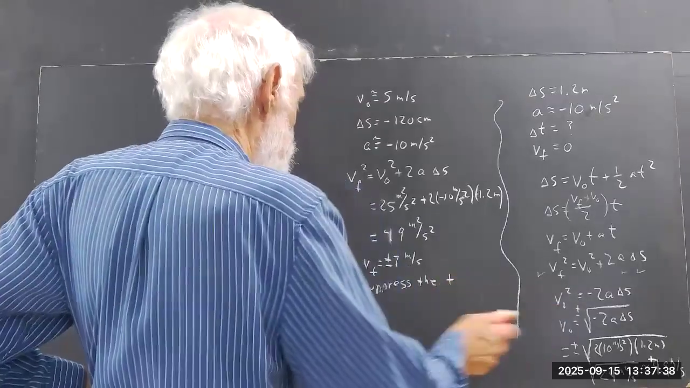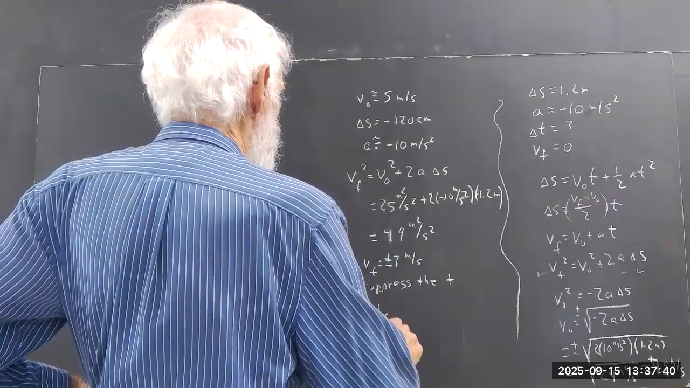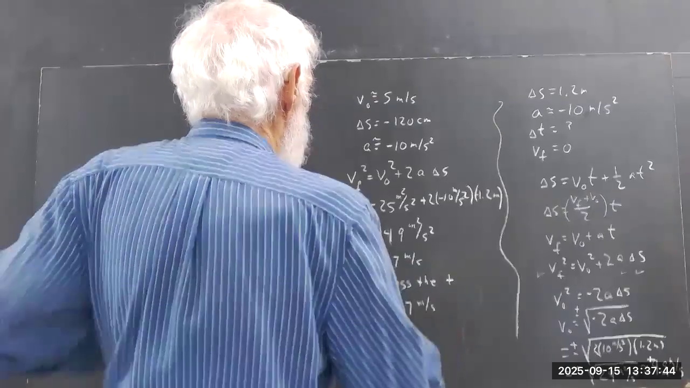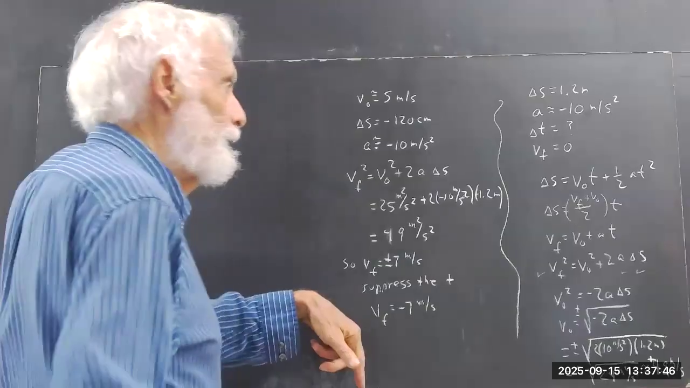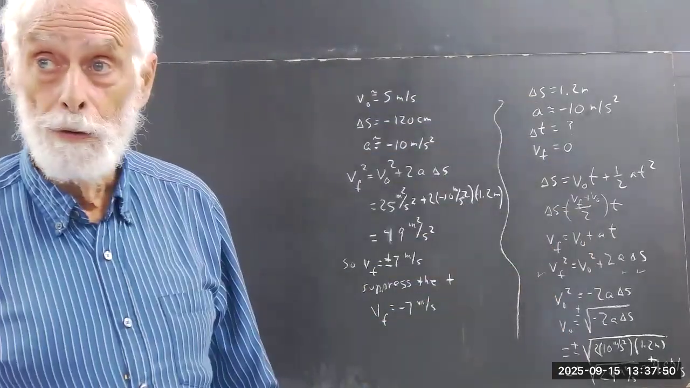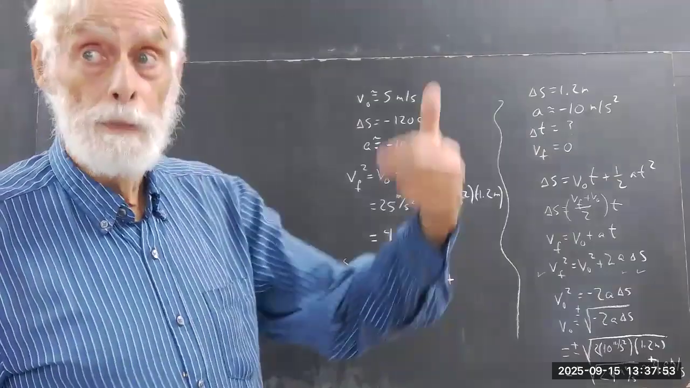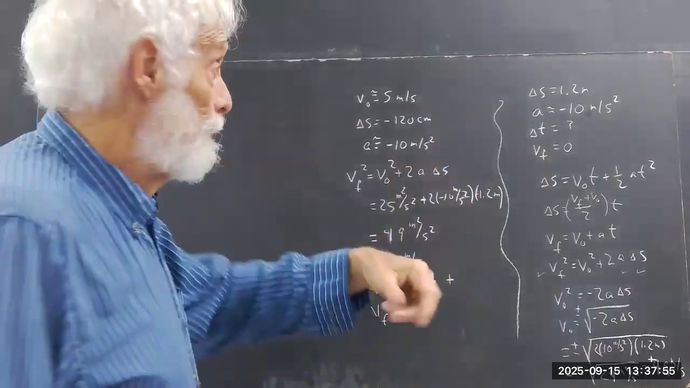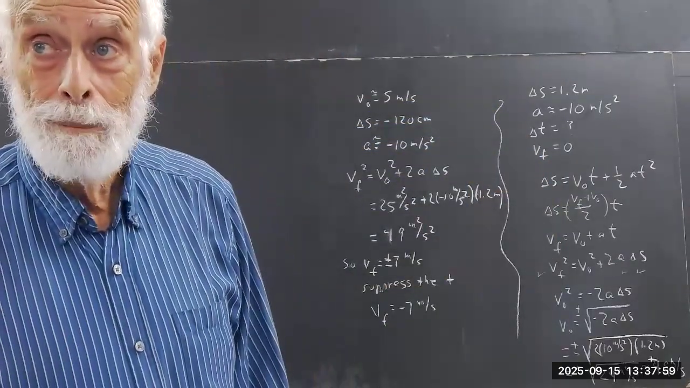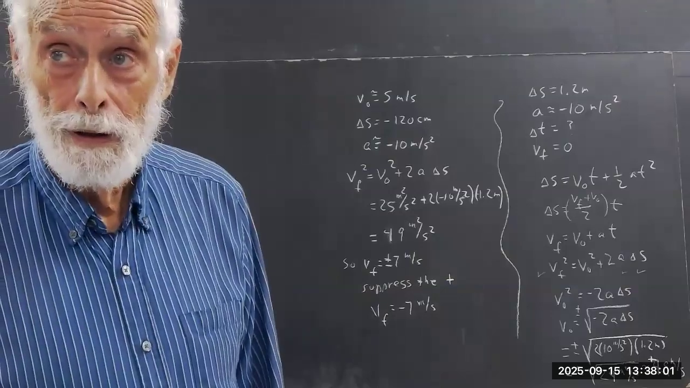We suppress the plus because obviously this thing's going to be moving in the negative direction, which is the direction of acceleration that we chose. We could have chosen upward as positive. Then the delta S would have been negative, and the initial velocity would be negative.